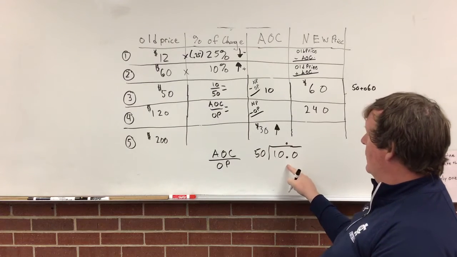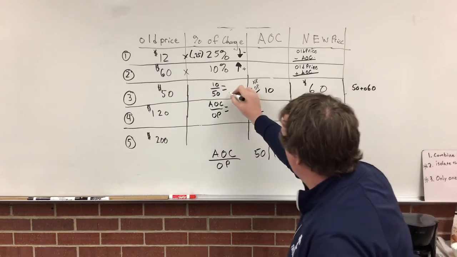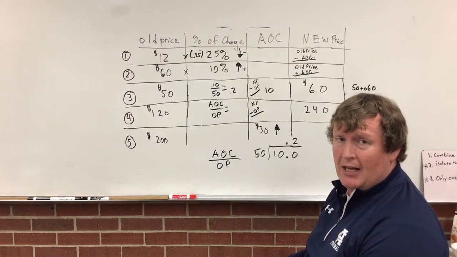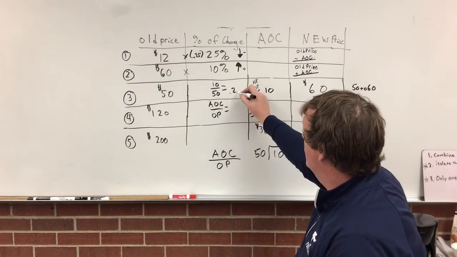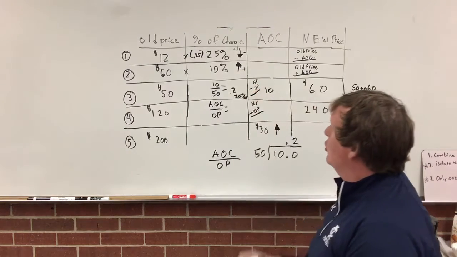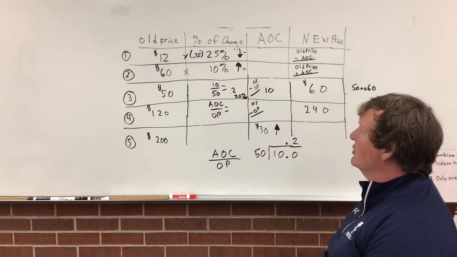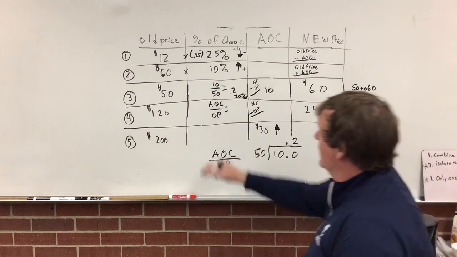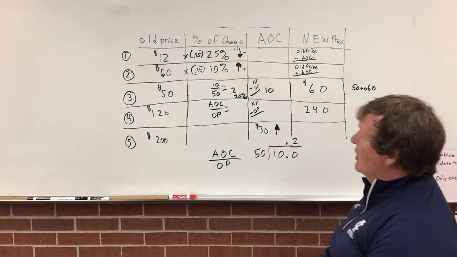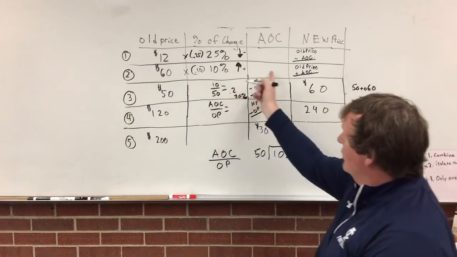50 goes into 100 2 times. So my answer is 0.2. I'm not done yet. That's not a percent. I have to change to a percent. I have to move the decimal 2 places. So the answer becomes 20% once I move it 2 places to the right. Okay? Put a reminder here that you have to change that percent to a decimal before you multiply.